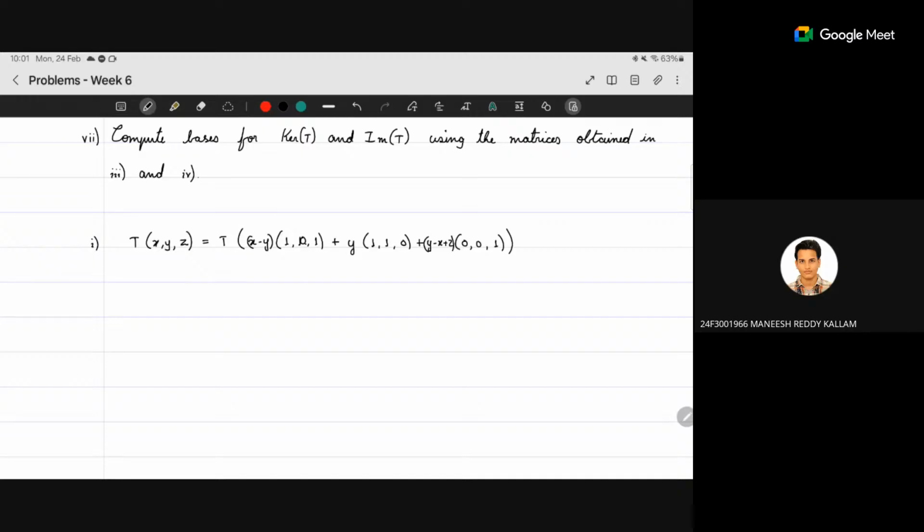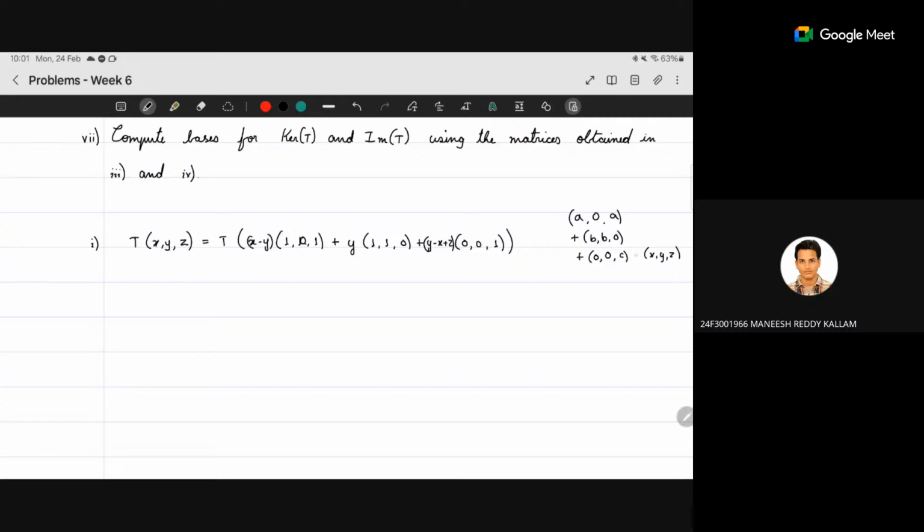Ideally, you have to do something like a(1,0,1) plus b(1,1,0) plus c(0,0,1) is equal to (x,y,z). But then you'll see that b is equal to y, because the second coordinate, 0 plus b plus 0, is y. So b has to be equal to y. And immediately you'll get a plus b is equal to x, so a is equal to x minus y. And then you'll get a plus c is equal to z. So you'll get the other.